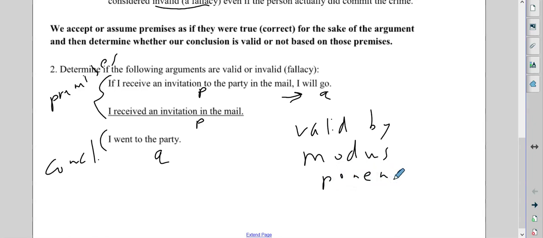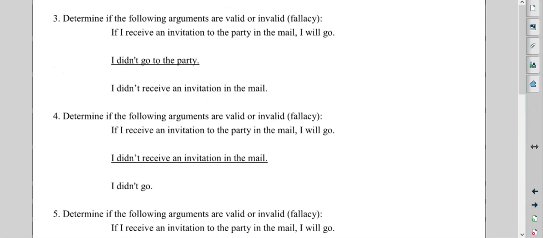Modus ponens. M-O-D-U-S P-O-N-E-N-S. Modus ponens. It is a valid argument. If this happens, then this will happen. This happened, so that happened. Okay? Kind of makes sense. It's kind of an obvious thing.